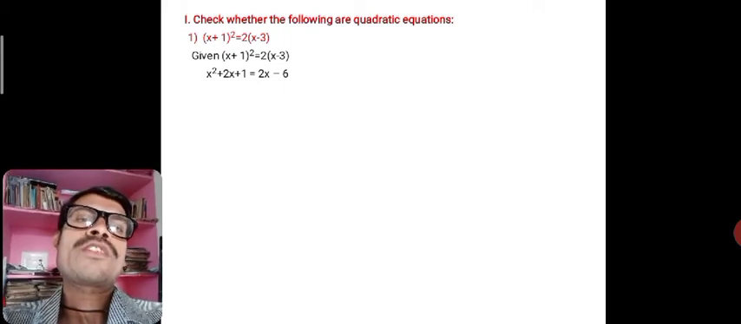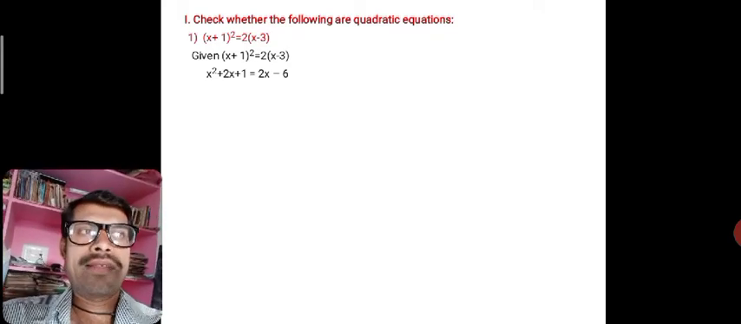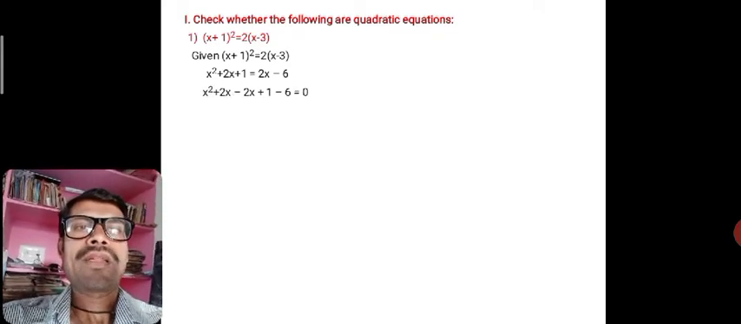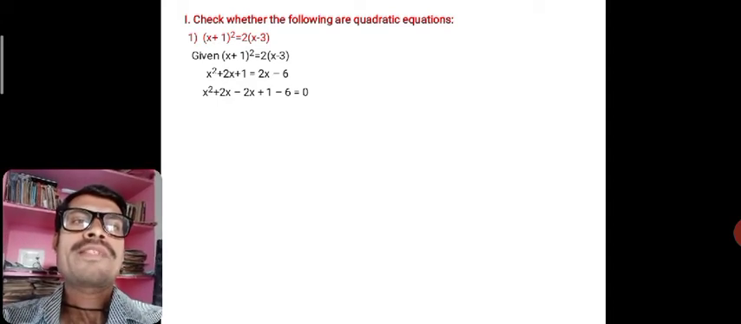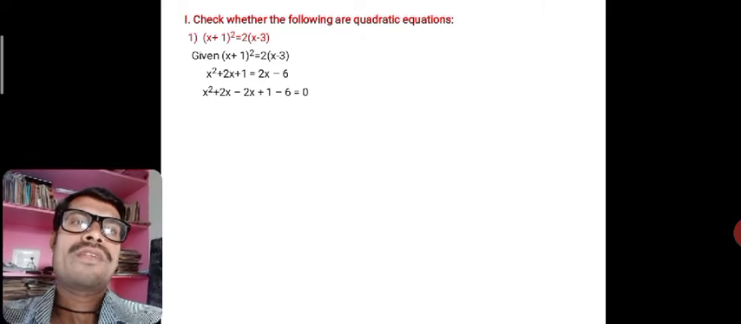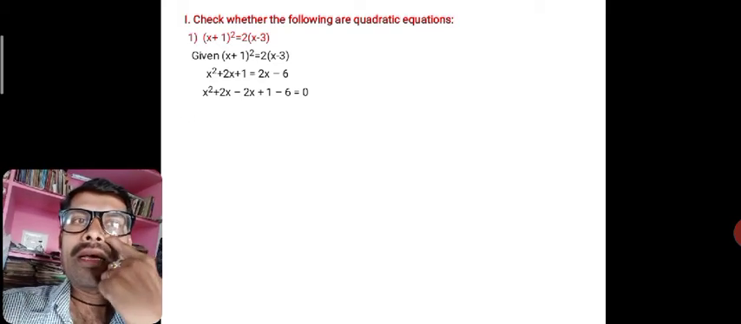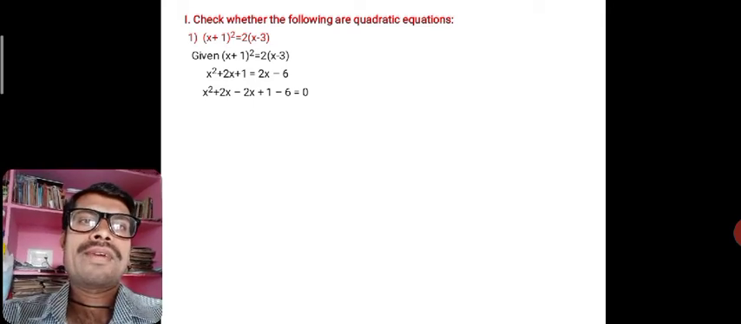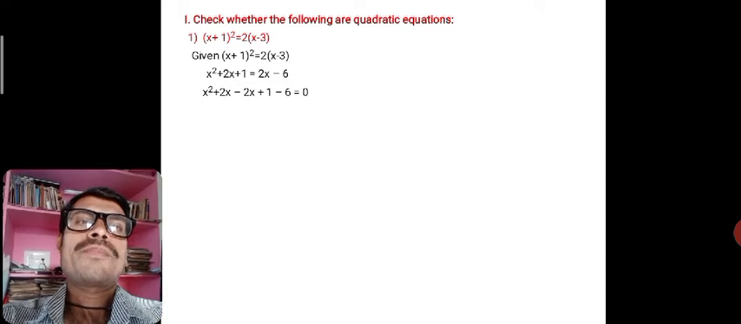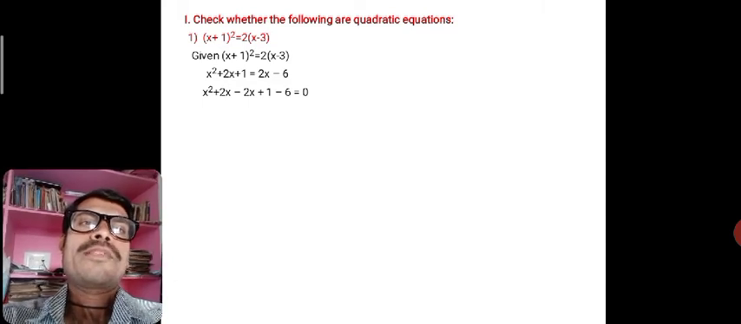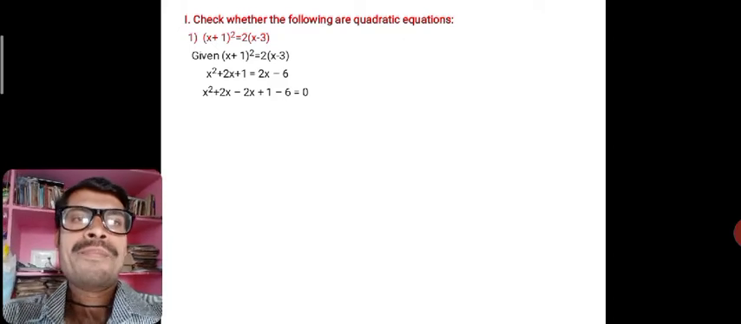Now transpose this 2x minus 6 from the RHS towards the LHS, left hand side. Then x square plus 2x minus 2x plus 1 minus 6 is equal to 0. Transpose those 2x and minus 6 to the left hand side. It is x square plus 2x minus 2x plus 1, that is plus 6, not minus 6, that is plus 6. You correct it, okay.